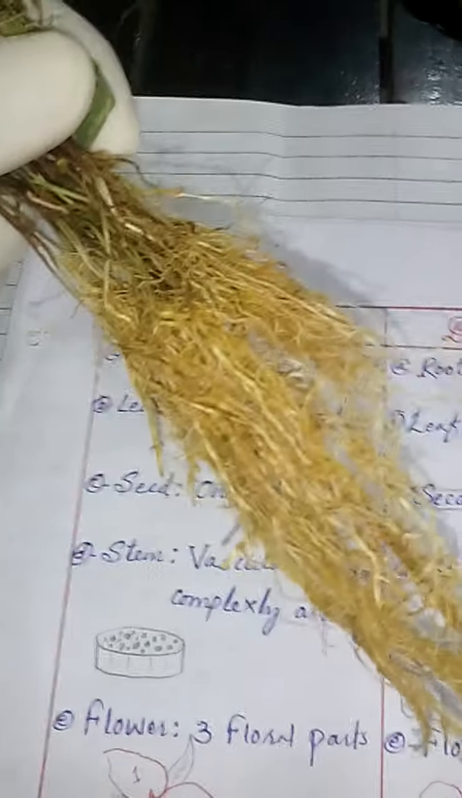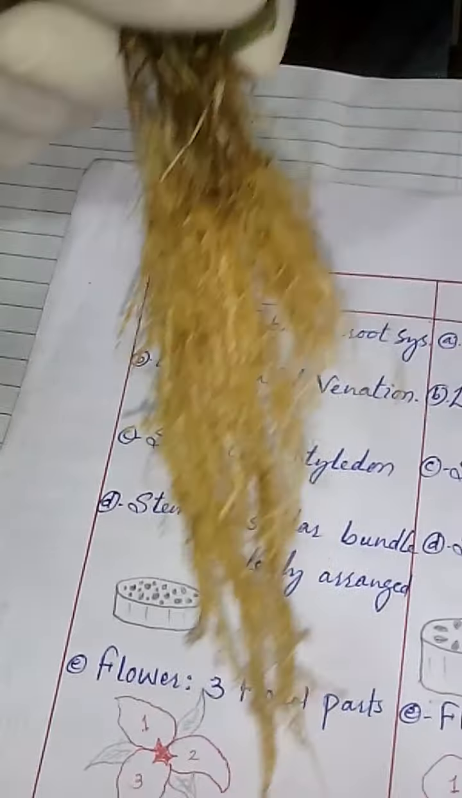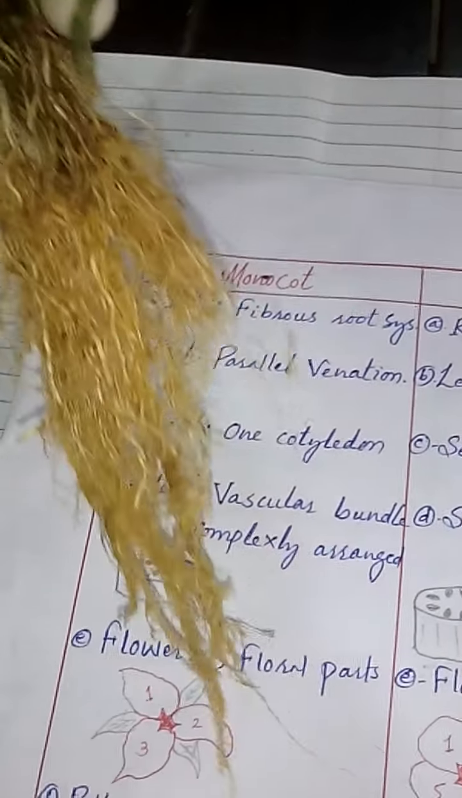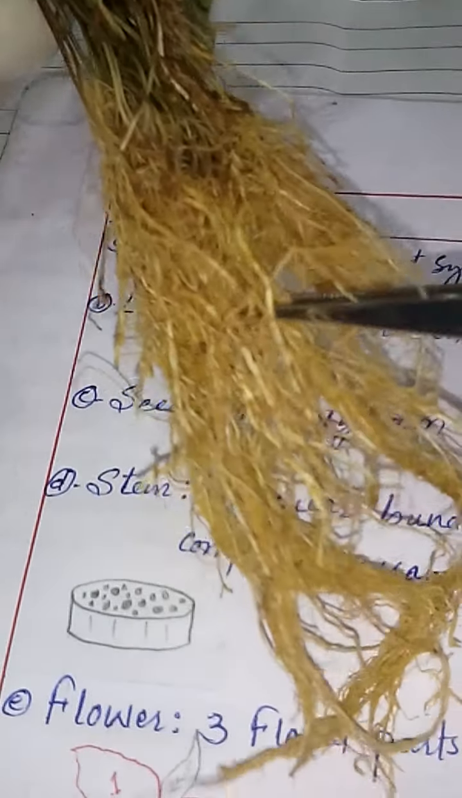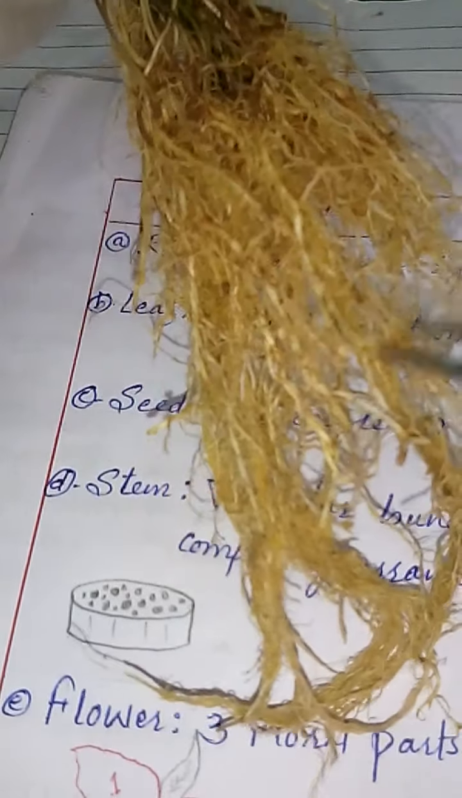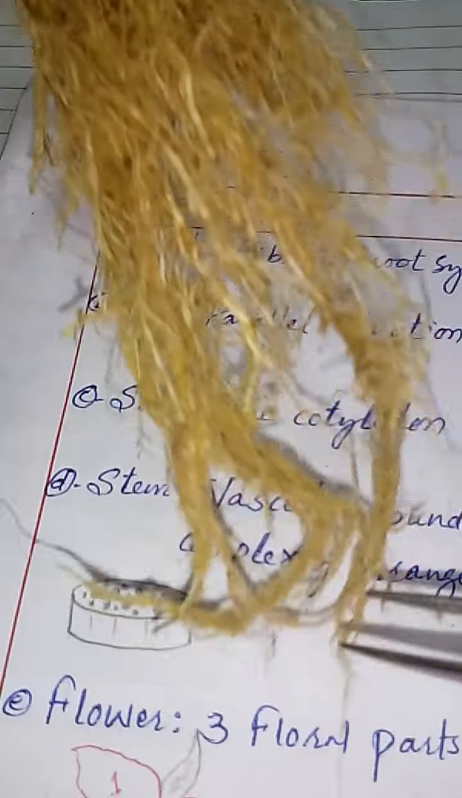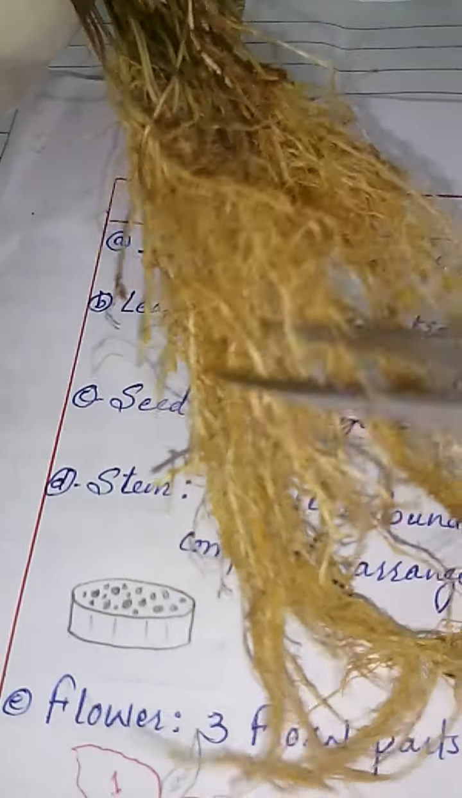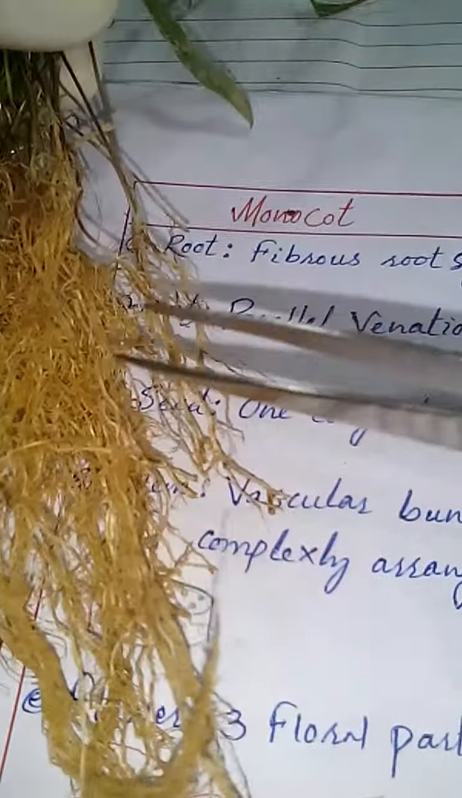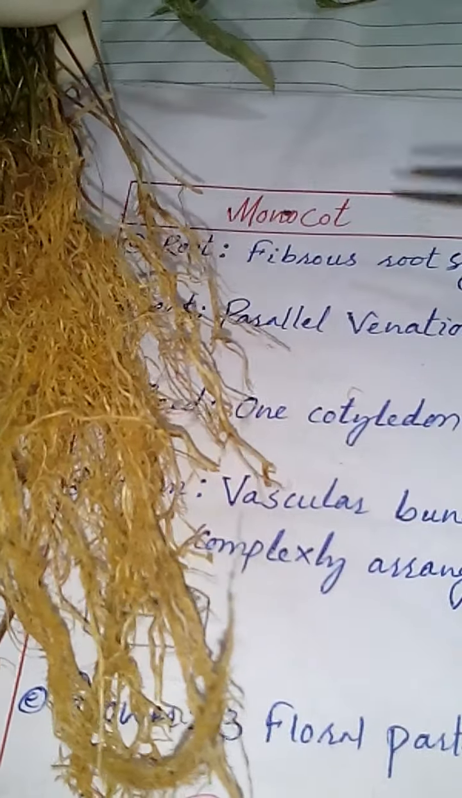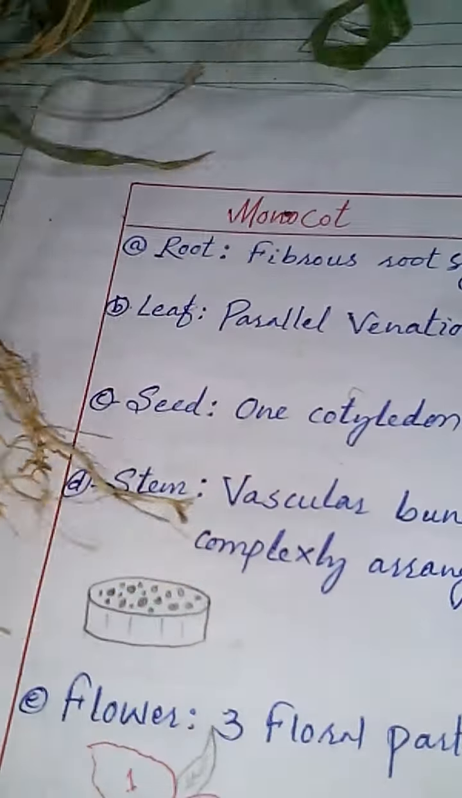so I have this root, fibrous root. This is the fibrous root of monocotyledon plants. In this root the root fibers are present, there is no main root, no branches, only fiber-like roots. So this is a fibrous root, the root system of the monocotyledon plant.